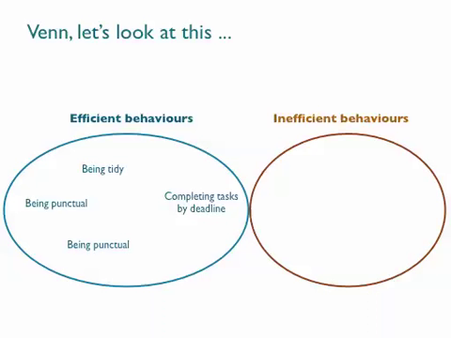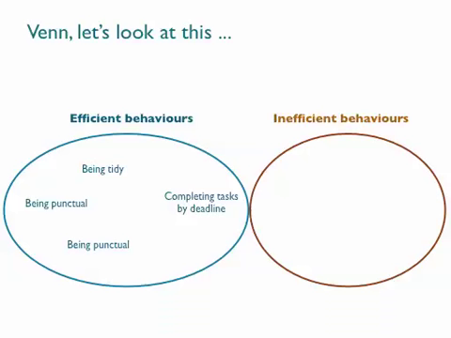So using Venn diagrams, we could include completing tasks by deadline in with efficient behaviours, along with being tidy and being doubly punctual. On the right-hand side, we've got a set of behaviours that could be inefficient behaviours. So they could be things like being late for appointments, being very untidy, ignoring deadlines, for example.